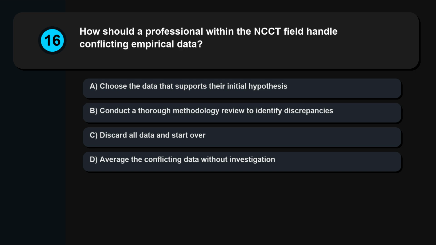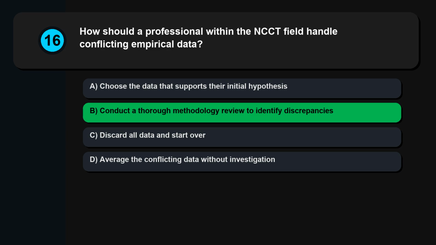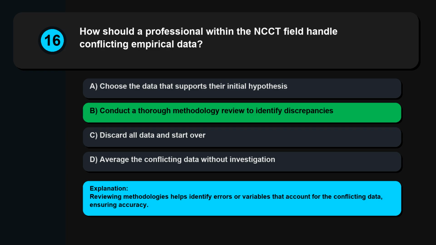Question 16. How should a professional within the NCCT field handle conflicting empirical data? Choose the data that supports their initial hypothesis. Conduct a thorough methodology review to identify discrepancies. Discard all data and start over. Average the conflicting data without investigation. Reviewing methodologies helps identify errors or variables that account for the conflicting data, ensuring accuracy.